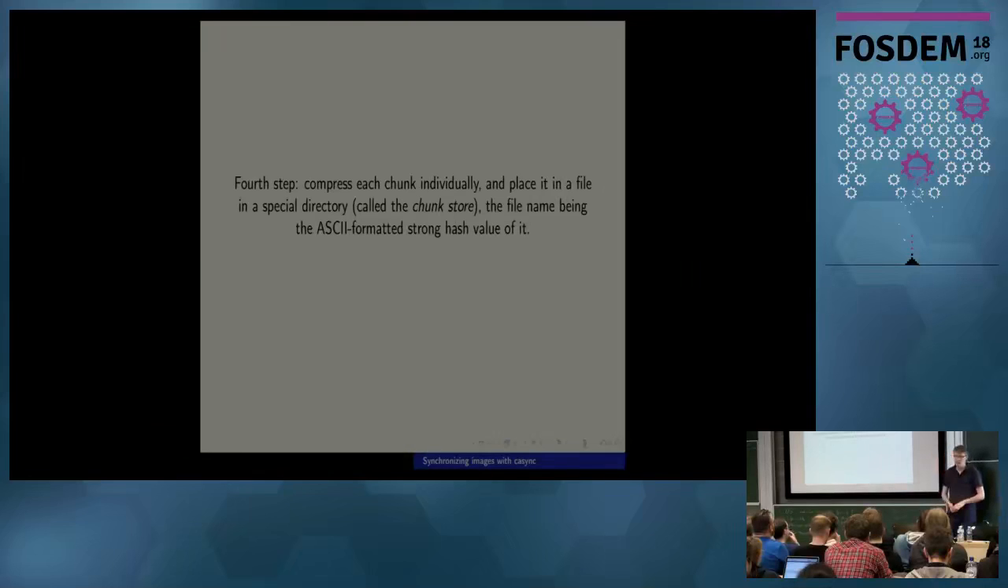Fourth step, after we did all this and wrote out the index file and have these chunks, we compress the chunks individually. We just use some standard compression, like ZSTD, this Facebook fancy compression algorithm that everybody likes these days. Then every single one of those chunks, which are, as mentioned, around 64K uncompressed, we place in one big directory, and this is what we call the chunk store. Each file is named after its hash.